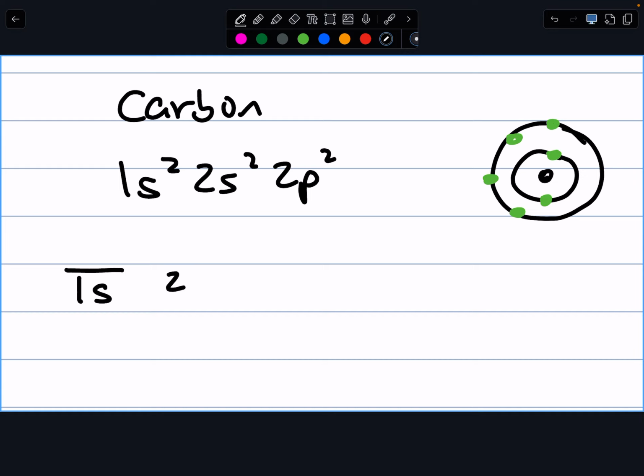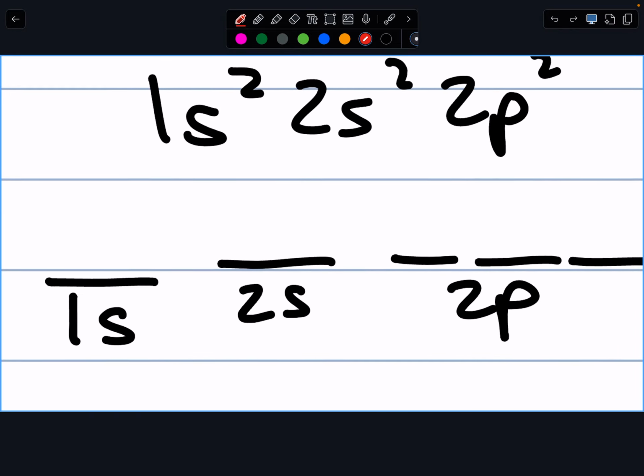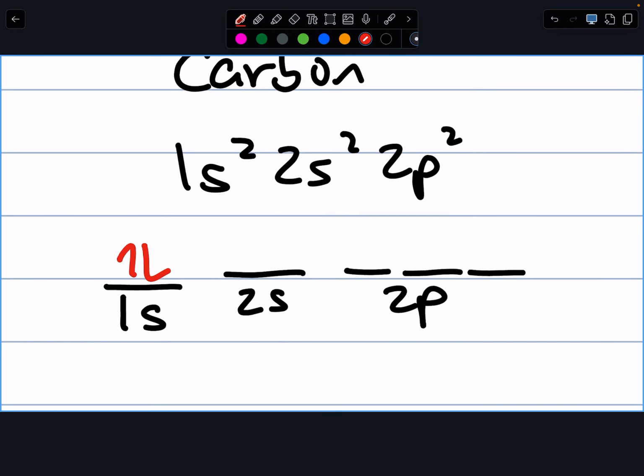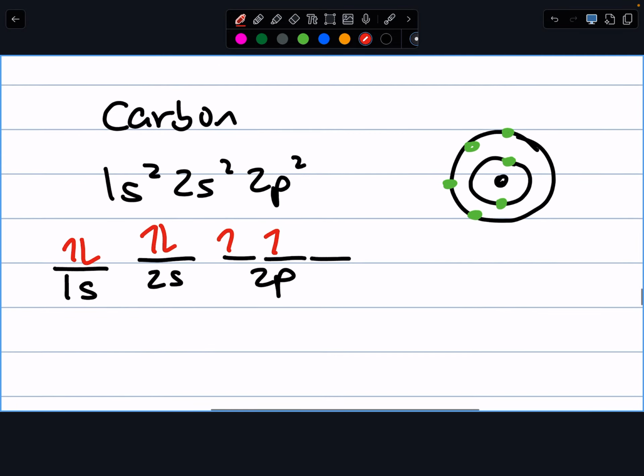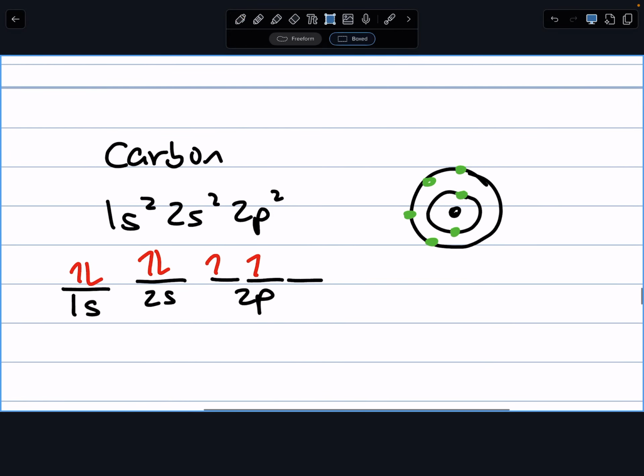1s, 2s, 2p. Do you guys remember this? So s's have how many orbitals? 1, so I put 1 line. P's have how many orbitals? 3, so I have 3 lines. How many electrons goes in 1s here? Perfect. And 2s? Perfect. 2p? 1 in each, right?